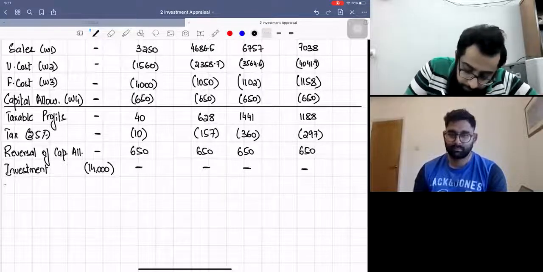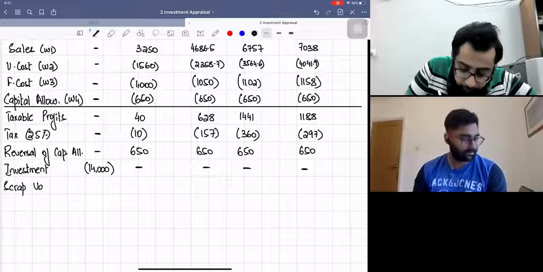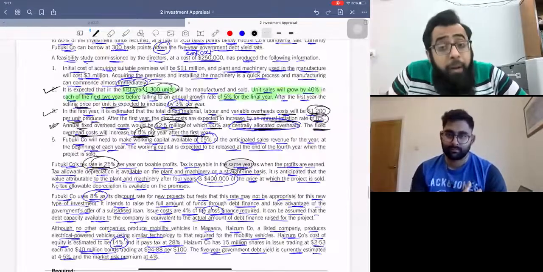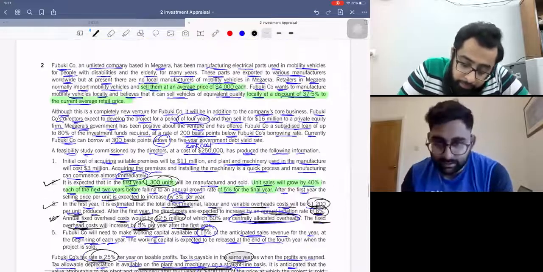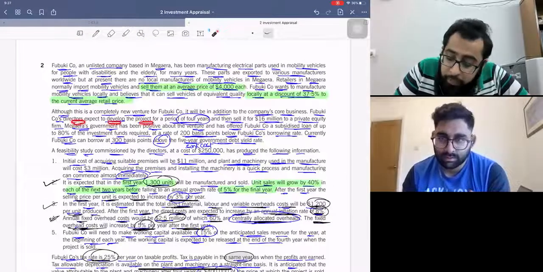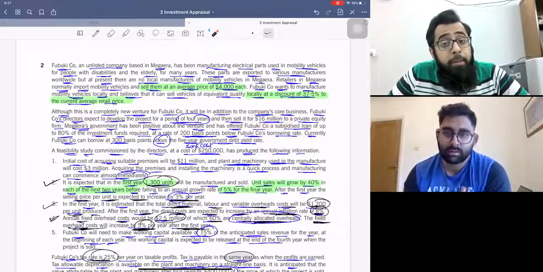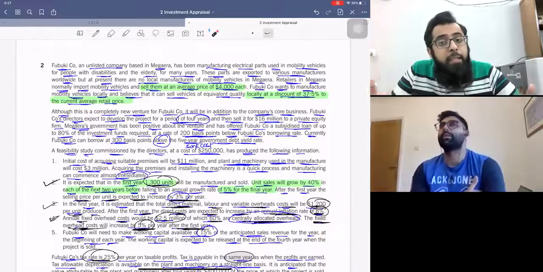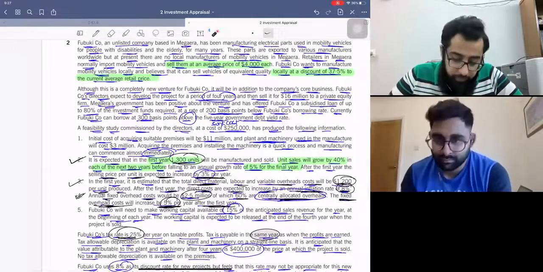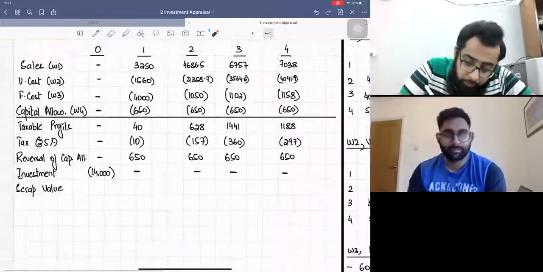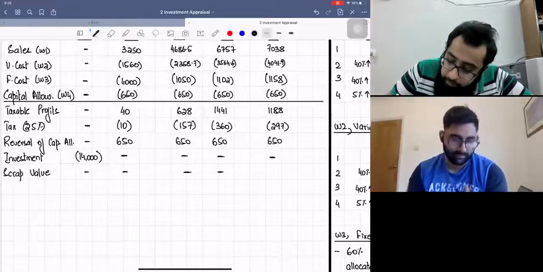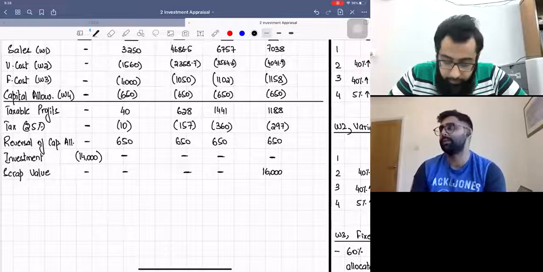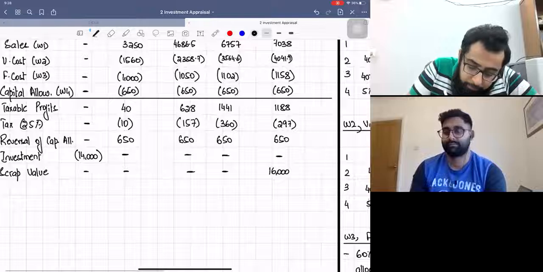Okay. And then we have been provided with the scrap value of the project. 400,000 is the scrap value of the plant and machinery. Directors expect to develop the project for a period of 4 years and then sell it for $16 million. Now the entire project will be scrapped for $16 million, and that includes the plant and machinery also. So the capital allowance is only on plant and machinery, isn't it? Yeah. Okay. Now let's look at the working capital.